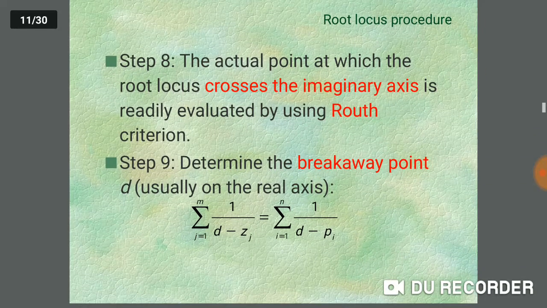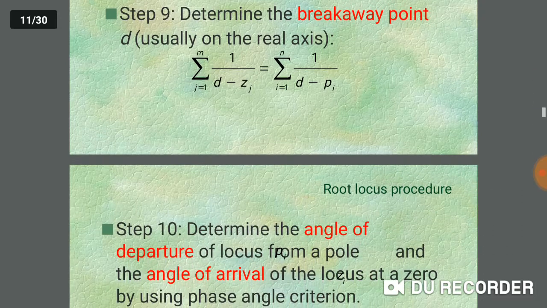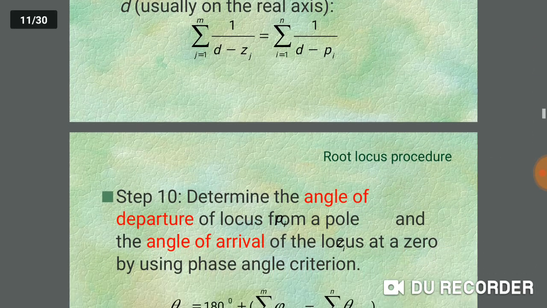Next, step number 8: the actual point at which the root locus crosses the imaginary axis is readily evaluated by using the Routh criterion, as we discussed in chapter number 4 on stability criteria. With the help of the Routh criterion, we can find out the stability of the system. Next, step number 9: determine the breakaway point. With the help of this formula, we can find the breakaway point for the root locus. Usually, the breakaway point is on the real axis.